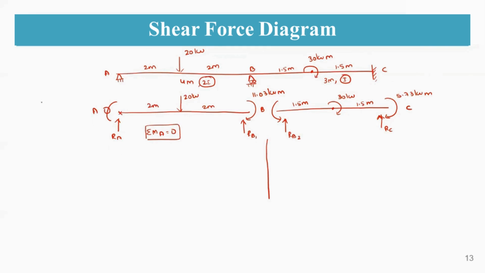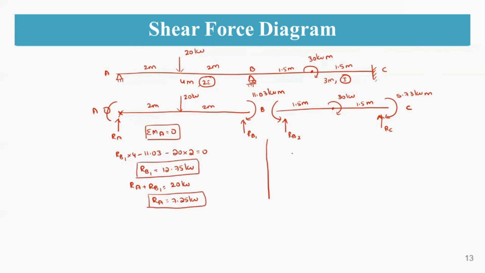Okay. So now we are going to write moment about this point. That means RB1 into 4 minus 11.03 minus 20 into 2 will be equal to 0. Therefore, RB1 will be equal to 12.75 kilonewton. Whereas RA plus RB1 will be equal to the total external load, that is 20 kilonewton. Therefore, RA will be equal to 7.25 kilonewton. So this is your RA and this is your RB1.